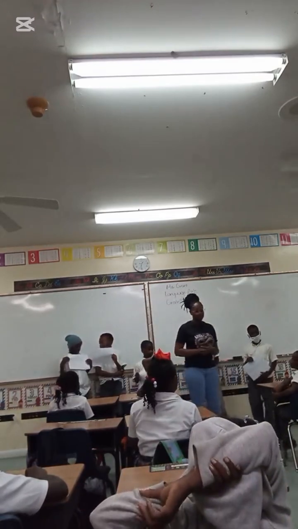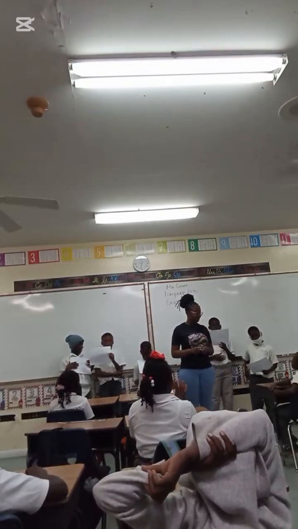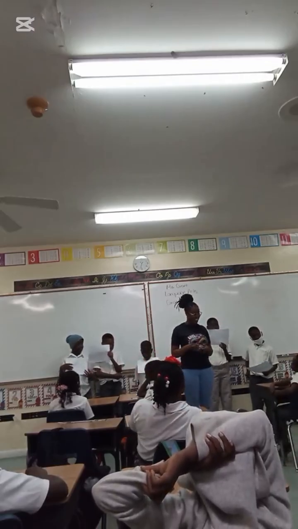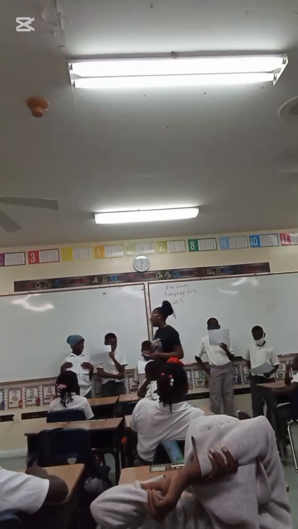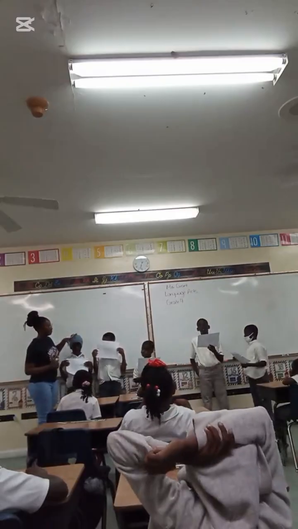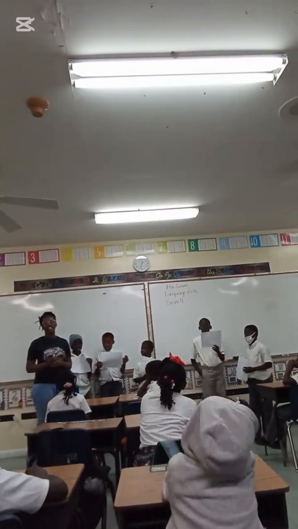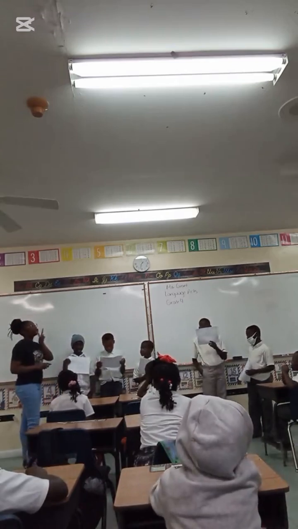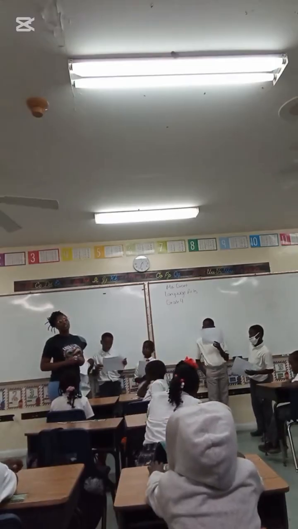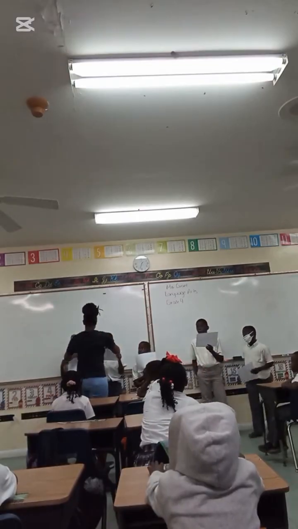A compound subject is when in a sentence there is more than one subject. Yes, there is more than one noun in the subject. And words like and, that's how we know that it is a compound subject. We're talking about 2 things, right? 2 things would be the subject, right? Good job. Okay, thank you.